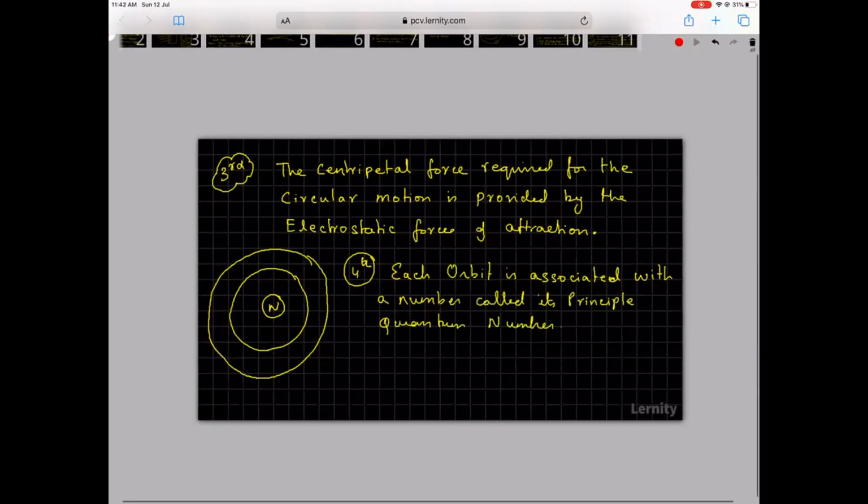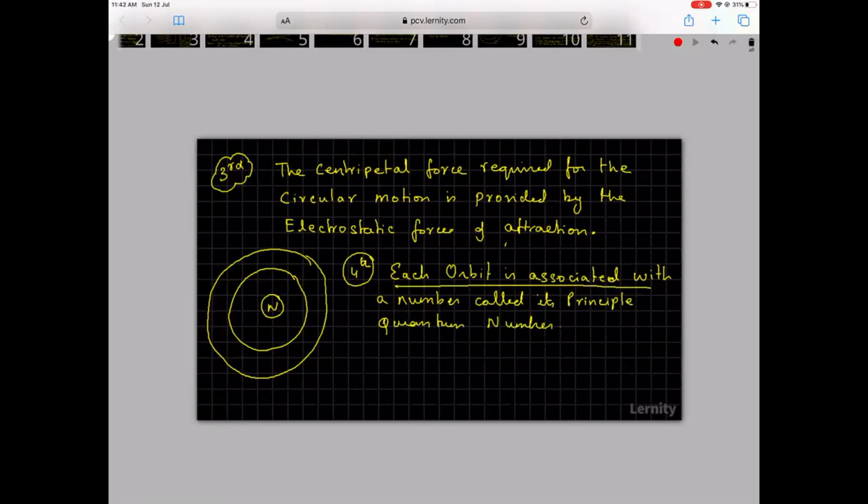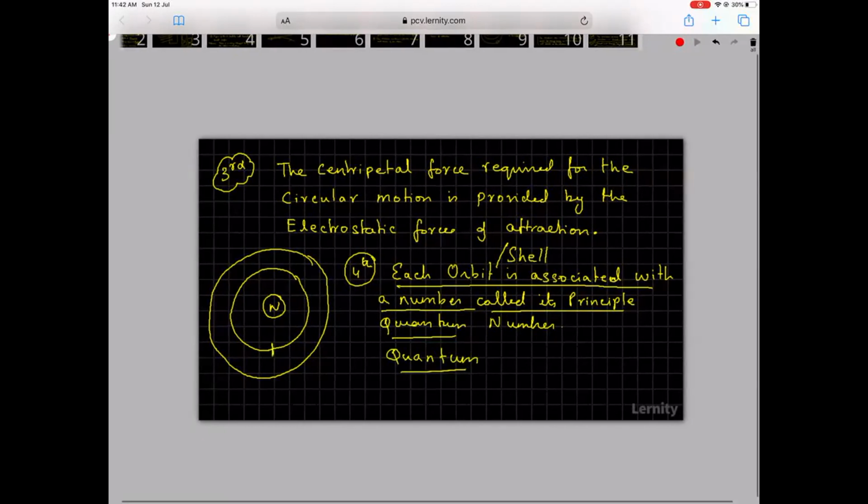Okay, each orbit or shell is associated with a number called the principal quantum number. So the first shell he gave a number 1, second shell he gave a number 2, third shell he gave a number 3, 4, 5, 6 and so on. The first shell is also referred to as the K shell. The second one is also referred to as the L shell. The third one is referred to as the M shell, N shell and so on.